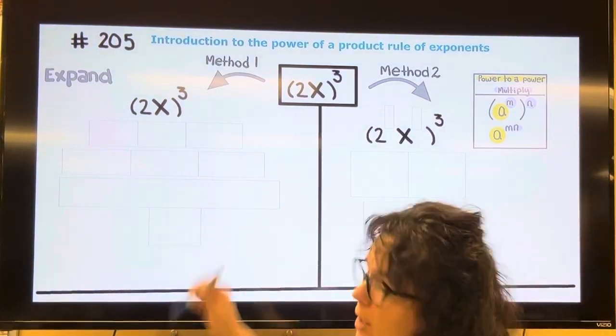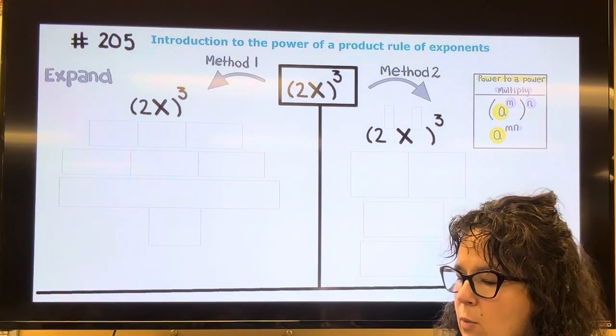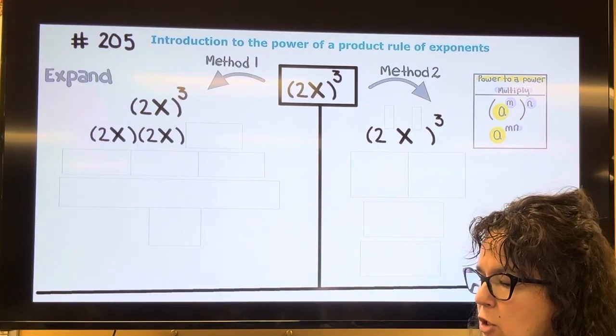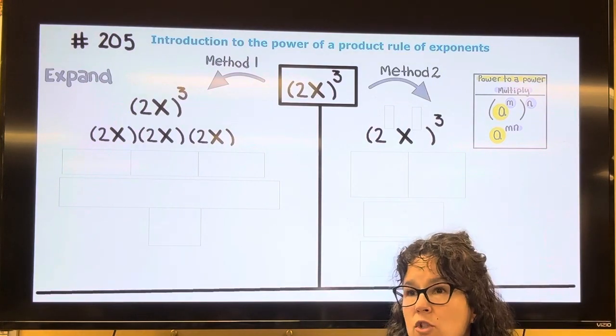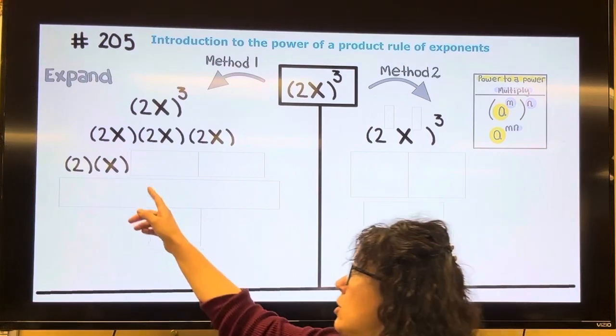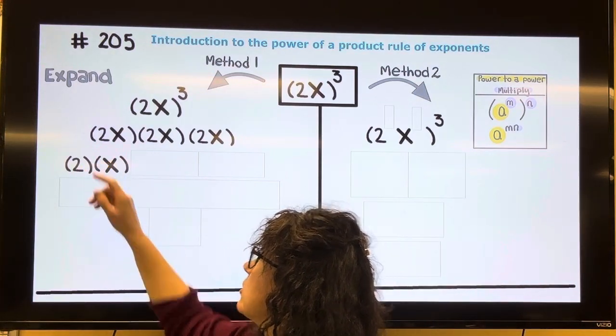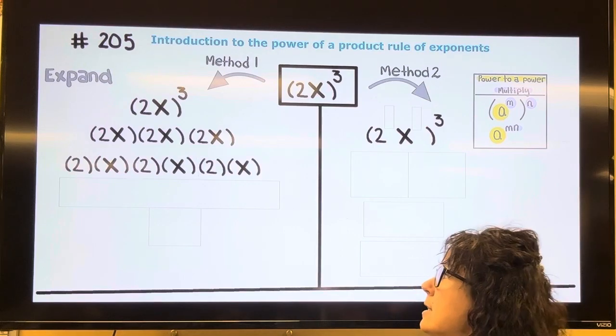All right, so if I go ahead and expand though, that 2x cubed, that means that we have 2x multiplied by 2x multiplied by 2x. And then each one of those 2x's is really 2 multiplied by x. So just emphasizing that 2x means 2 times x times 2 times x times 2 times x.